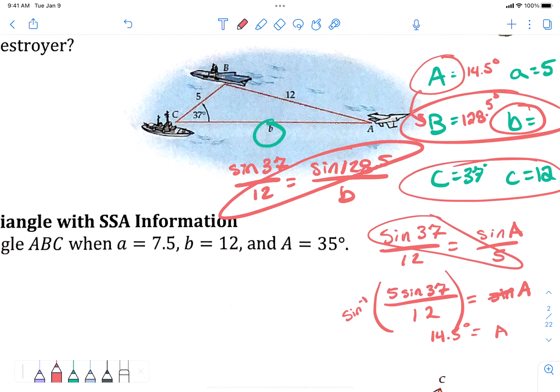So we're going to cross multiply. We're going to multiply those guys and divide by sine 37. I'm not going to write it all out. Multiply those, divide by sine 37. What'd you get for b?